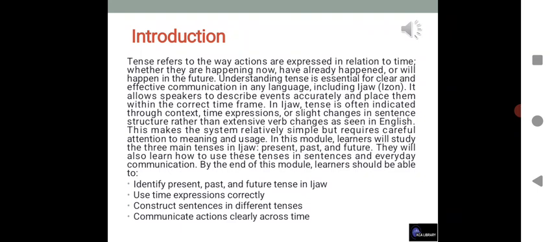Use time expressions correctly in context. Construct grammatically accurate sentences across different tenses. Communicate actions clearly and appropriately across time. Through consistent practice and application, learners will develop stronger grammatical awareness and improved confidence in expressing time-based ideas in Ijaw.